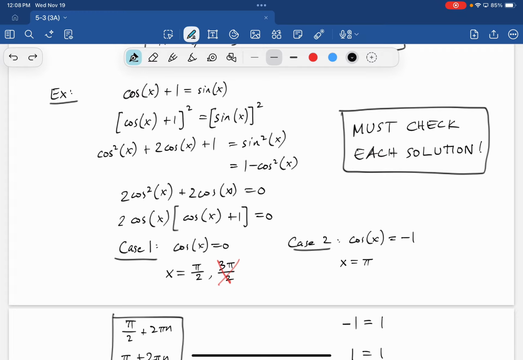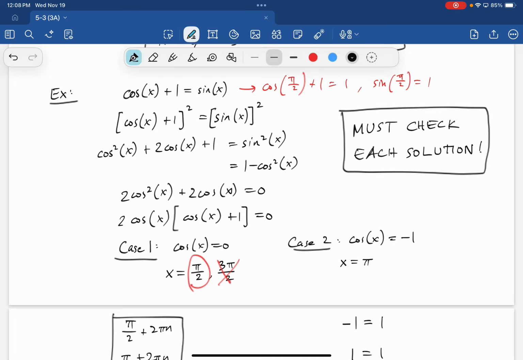Right, so if I wanted to check maybe x equals pi over 2, I would go to the beginning and I would do cosine pi over 2 plus 1 equals, what is that? 1. And sine of pi over 2 is also equal to 1. So I'm good for that one. And you would find that 3 pi over 2 doesn't work. Any other questions?